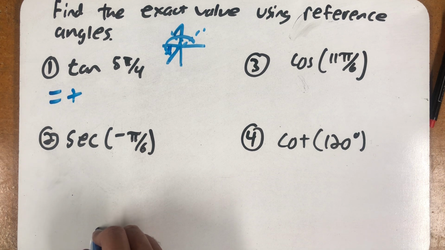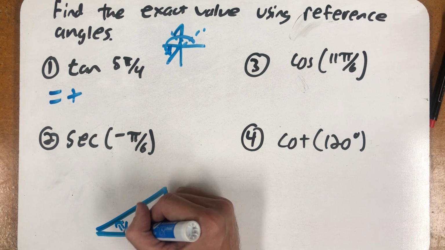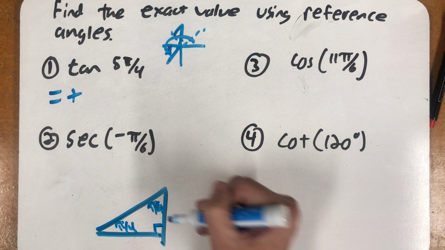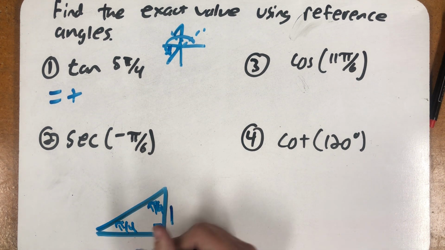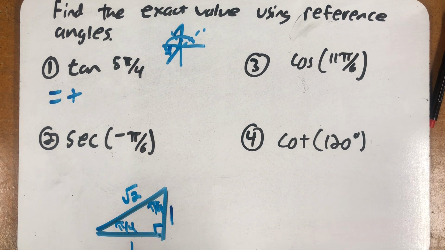So let's very quickly think about that special triangle that has pi over 4 in it, that 45, 45, 90 right triangle. But for this example, pi fourths, pi fourths, and pi halves. That's a 1 by 1 by root 2 isosceles right triangle. And so I think about it, and the tangent of pi fourths is 1 over 1. The tangent of 5 pi fourths must also be 1.